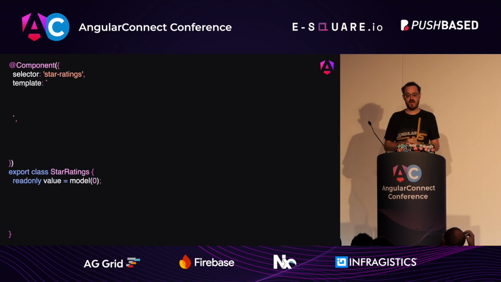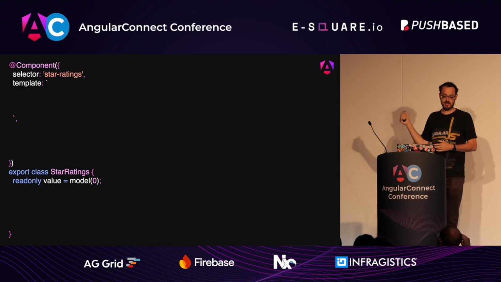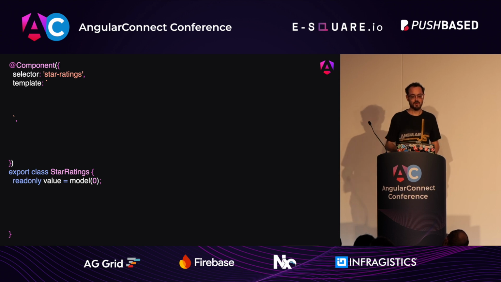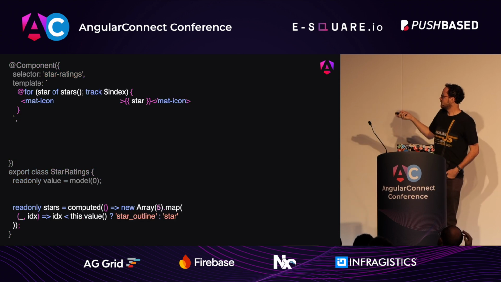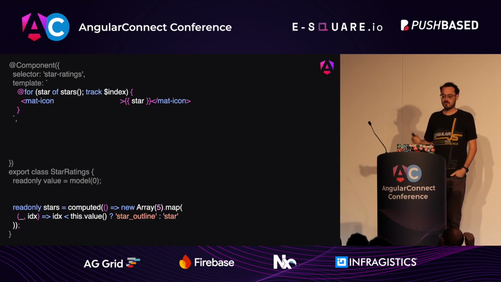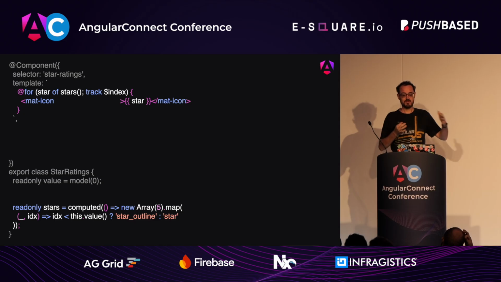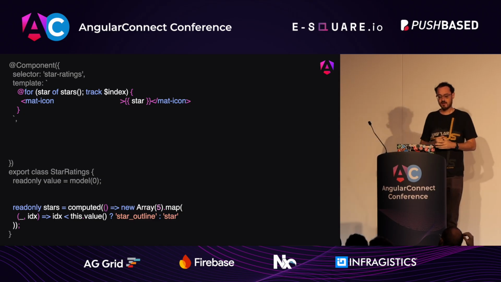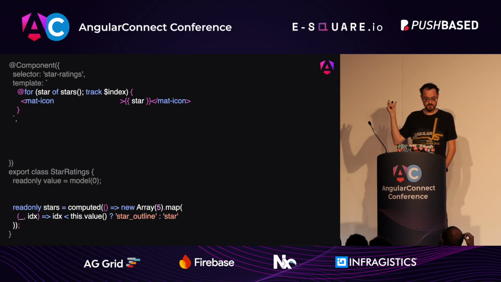So let's scaffold it out, right? We have a component, we'll have its template, and we'll take in the value as a model input. Remember, model is sugar for a two-way bindable input. Then we can use some array trickery inside of a computed to create our list of stars to render. This just figures out which material icon we should be showing for each star, and then iterate over that in the template inside of a for loop to show those icons.